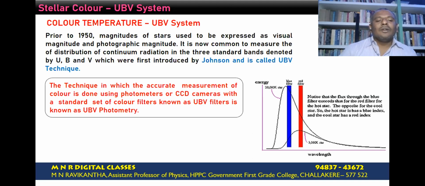Now let us define what is the UBV technique or UBV photometry. It is a technique in which the accurate measurement of the color of a star is done using photometers or CCD cameras with a standard set of filters known as UBV filters. And this technique is known as UBV photometry.